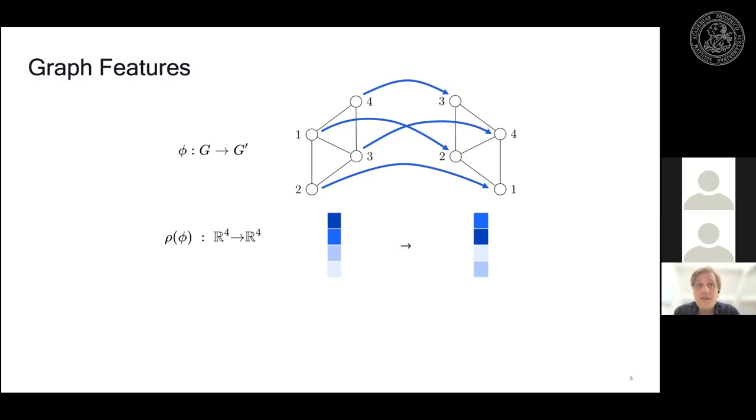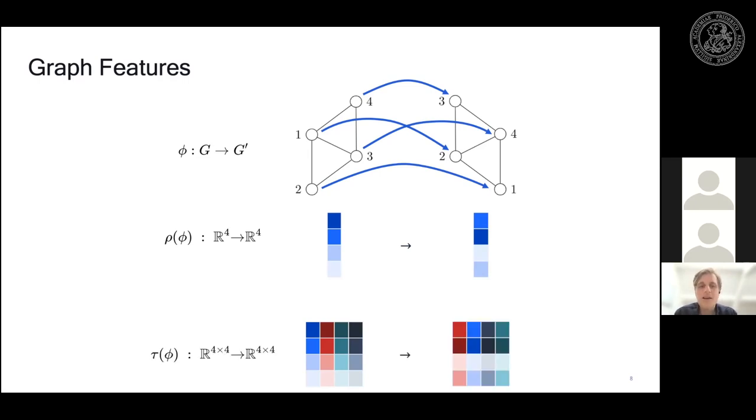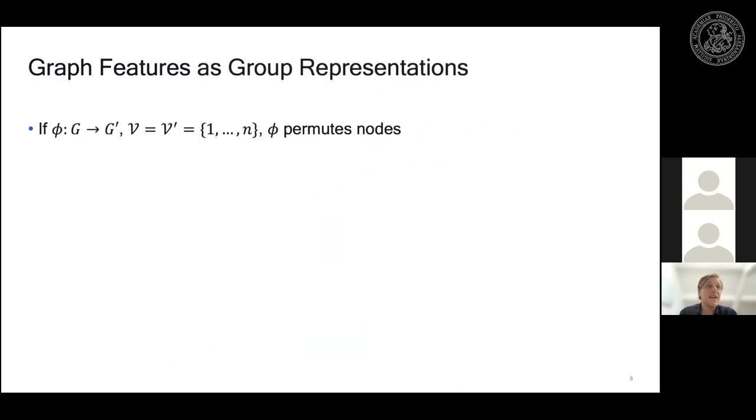So one example of a graph feature, for a graph of n nodes, is just to take R^n and permute the entries under a graph isomorphism. Another example would be to associate a matrix to a graph, where a graph isomorphism translates to a permutation of the rows and columns of this matrix. We can see this a bit more generally by realizing that whenever we have a graph isomorphism and the set of vertices are just the numbers 1 to n, every graph isomorphism corresponds to a permutation of these nodes.